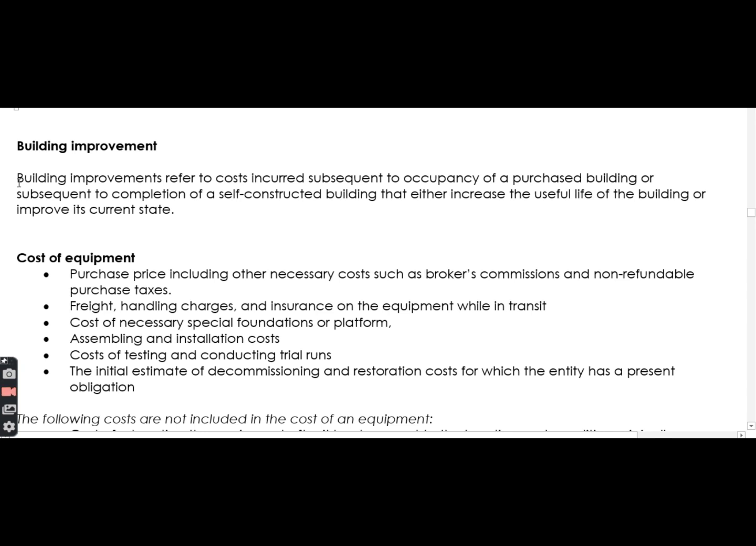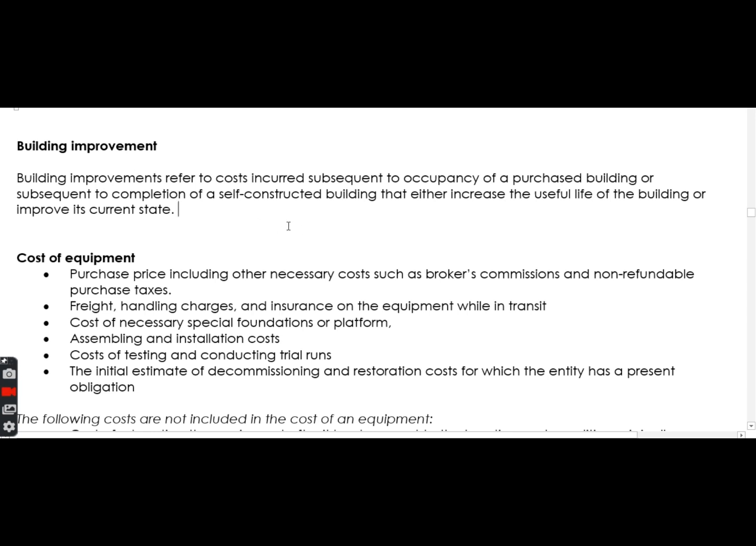Okay? So, ito yung meron ka ng building, ready na lahat-lahat, pero kailangan mo pang i-improve, okay, subsequent to the occupancy of whatever entity or whoever is going to occupy the property. So, building improvements will be cost incurred subsequent to occupancy of a purchased building or subsequent to completion of a self-constructed building that either increases the useful life of the building or improves its current state. So, ibig sabihin, building improvements that are capitalizable must satisfy yung concept ng improvement or betterment. Okay? So, kapag sinabi nating improvement or betterment, ito yung general na nag-increase yung useful life, nag-increase yung productive capacity, bumaba yung cost of monitoring or cost of servicing the particular asset, yung mga ganon. So, kapag na-meet yun, considered siya as building improvement.